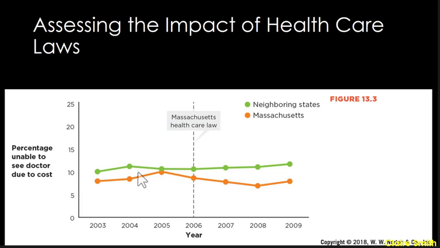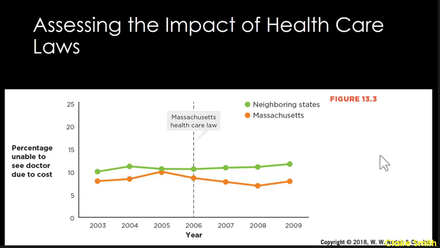So at the start, they're pretty similar. When the Massachusetts healthcare law was put in place in 2006, after that, Massachusetts's percentage unable to see a doctor due to cost was significantly lower than the neighboring states. Right, so this is showing that Massachusetts had better access to healthcare due to this law, is what the study is trying to say.